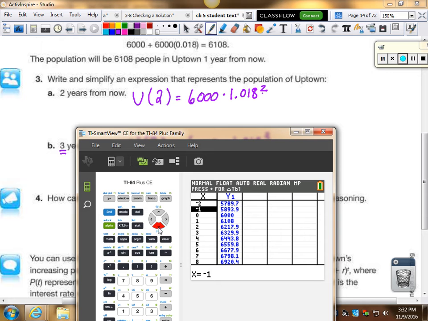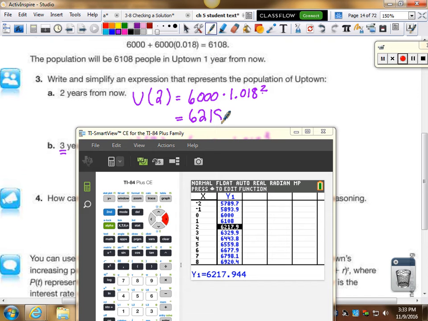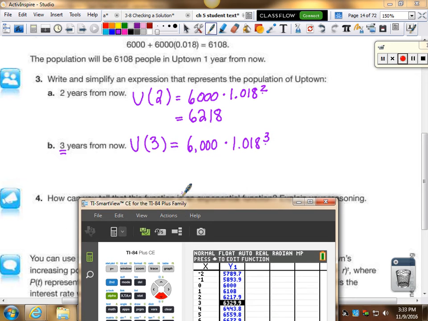And at first we're looking for 2 years. Now, remember that the column shows you the rounded version of the number, and then down here at the bottom it shows you the entire decimal. But since this is population of people, we don't want a decimal at all. We want 6,218. 9 tells that to go up. 6,218 people. And then if we look at it for level 3, 6,330 people.